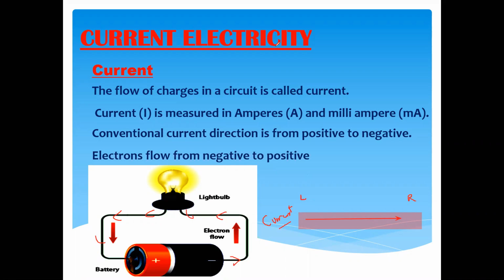So electron flow is always opposite to the direction of the conventional current. If conventional current is from left to right, what is the direction of electron flow? The direction of electron flow will be opposite. It will be from right to left. So right to left represents electron flow here in this example, and left to right is representing conventional current. So they are always opposite of each other.